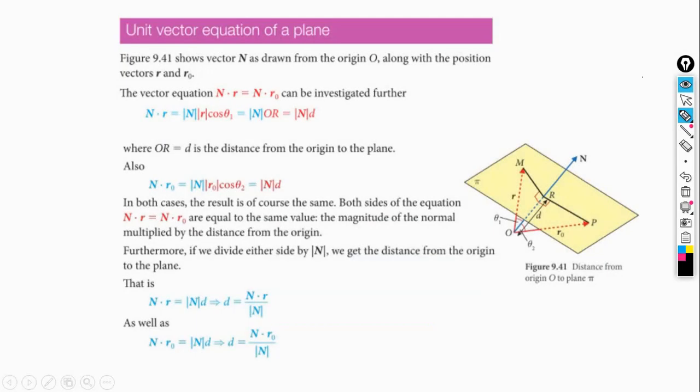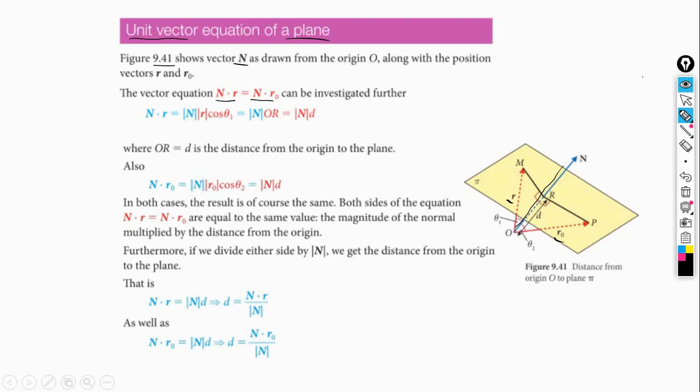So next we're going to talk about the unit vector equation of a plane. So we have figure 9.41, which shows vector n as drawn from the origin O. We can see that here, along with position vectors r and r sub 0. So the vector equation n dot product r is equal to n scalar product r sub 0, and this can be investigated further.